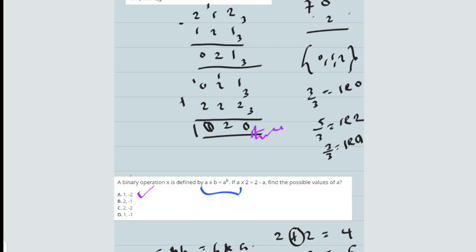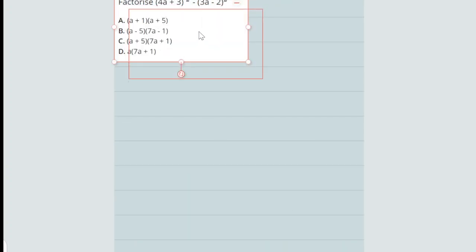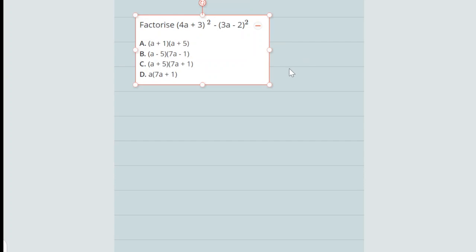So question 3 is also on factorization. You can see that we came across factorization in the last video too. Even the binary operation I've just solved, we came across it in the last question. So you can see all these questions, they repeat them yearly. So if you can solve and understand them, then you won't have a problem. So the question says: factorize (4a plus 3) squared minus (3a minus 2) squared.